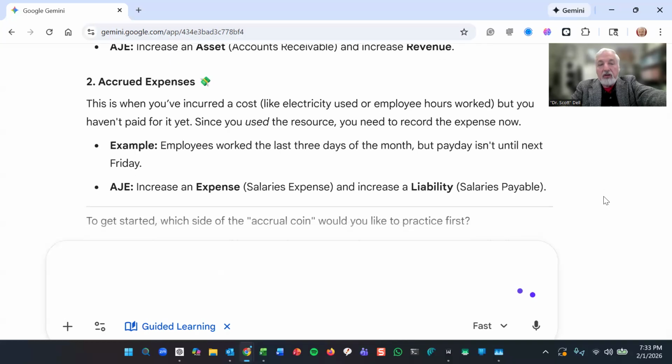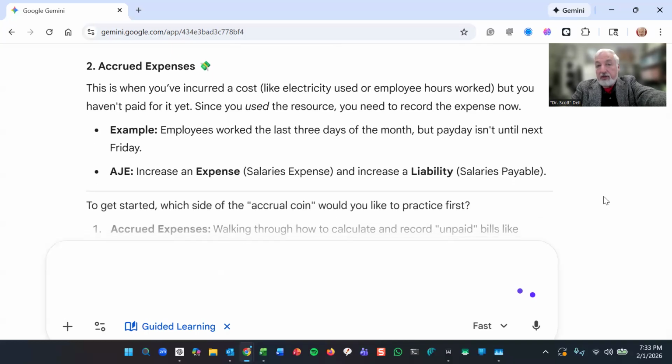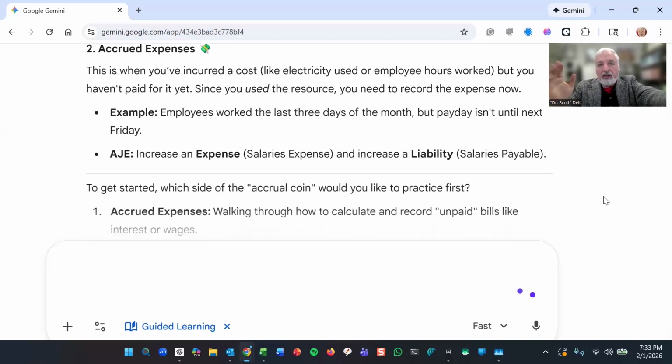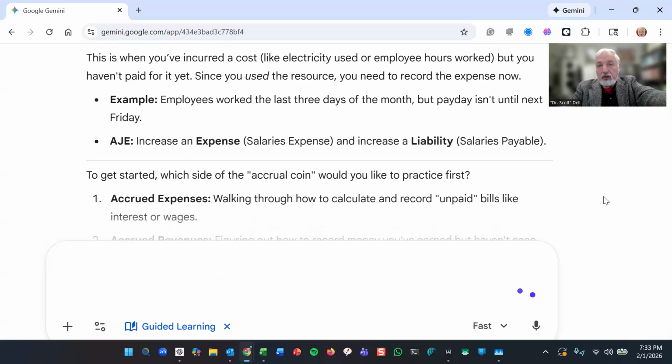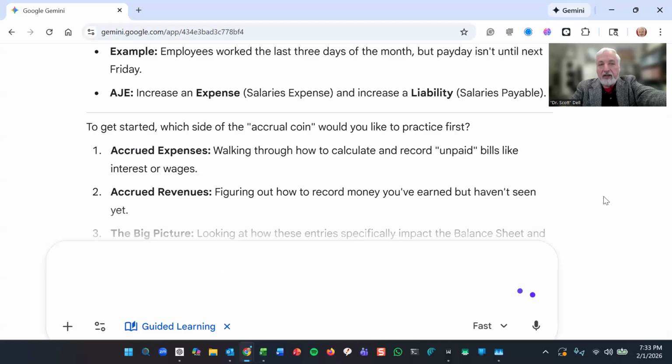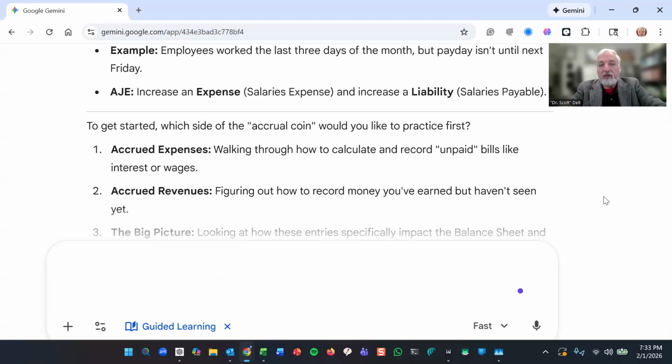Accrued expenses, accrued costs like electricity or wages. You haven't paid it yet. Maybe we pay our wages January 5th for the December work that our employees did. And since you used the resource, you need to record the expense. Employees work the last 3 days of the month, but payday is until Friday. Increase the expense. Again, we debit the expense and credit the liability, salary payable. So we have a payable account on the balance sheet, and we have our expense account on the income statement.